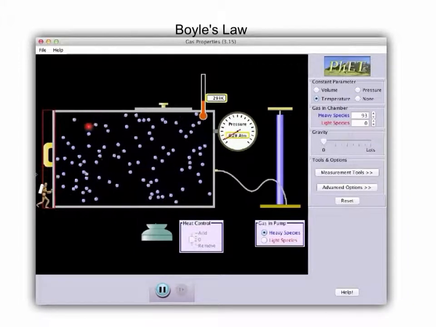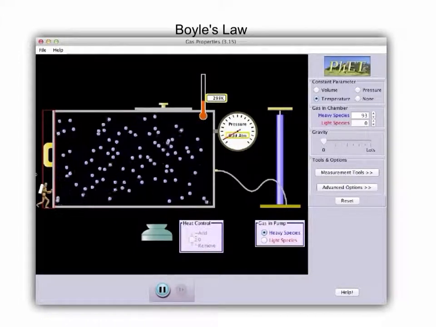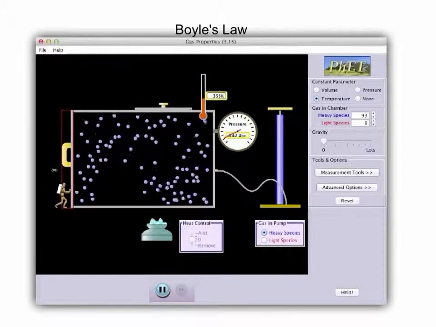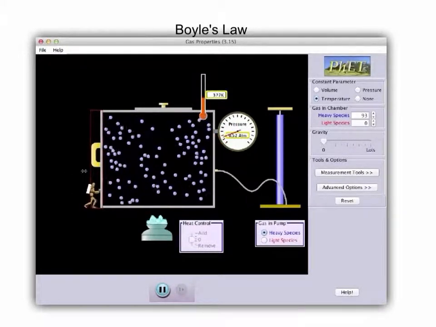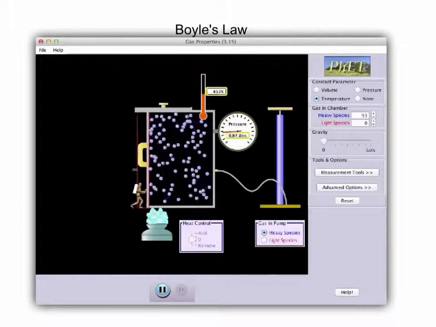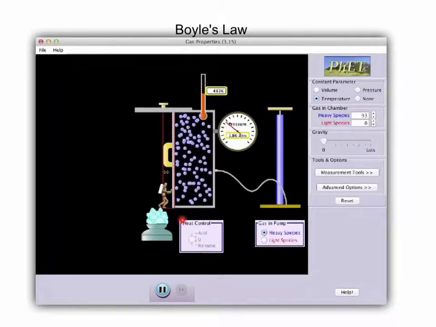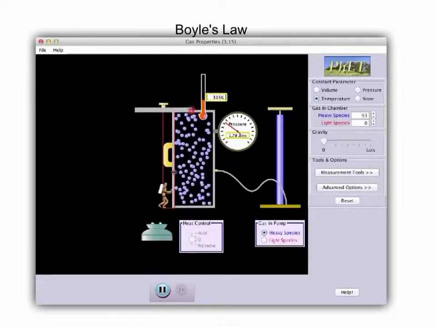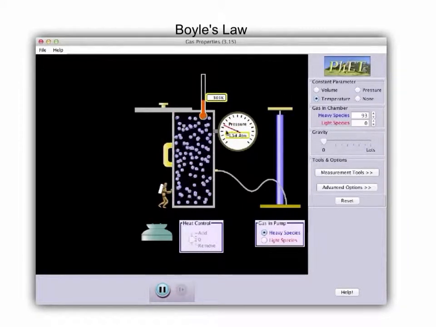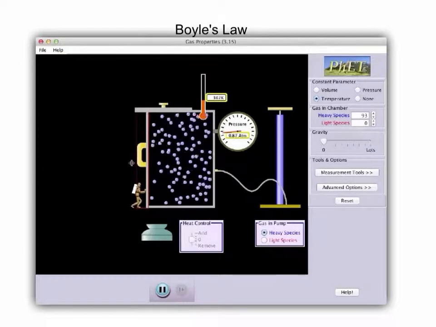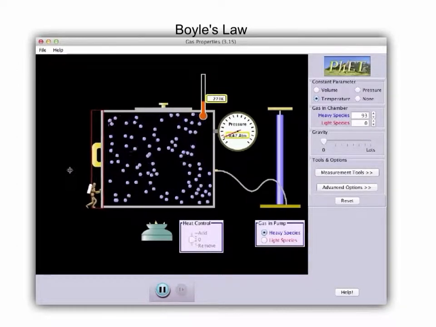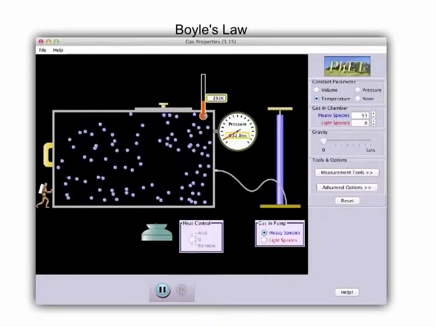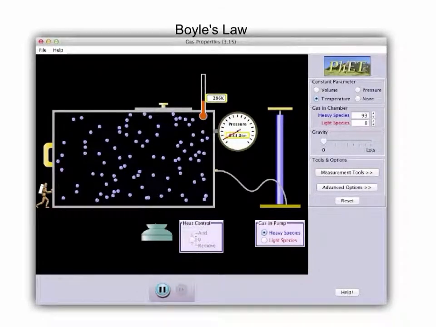When we increase the volume of the container, the particles now have to travel farther to hit the sides of the container, and the pressure goes down. There's less collisions. So we'll look at it again. As the size of the container decreases, the volume decreases, pressure goes up as we have more collisions, more force against the sides of the container. And as we increase the volume, there are fewer collisions with the sides of the container, so the pressure goes down.